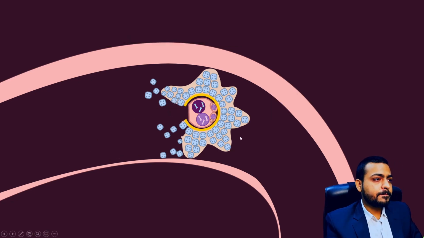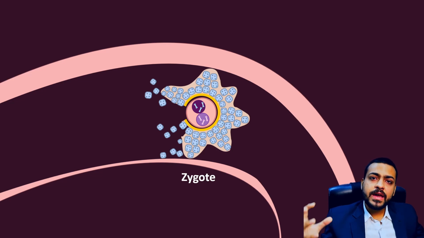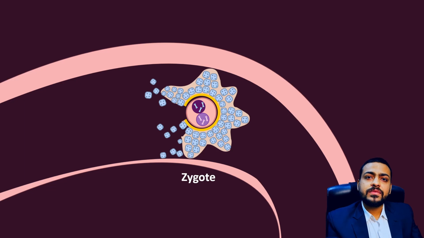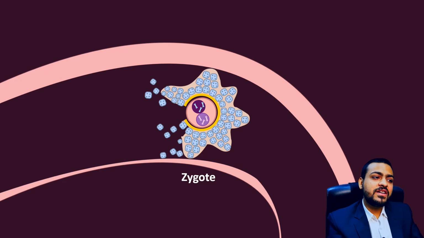Finally, the zygote will form. And what is a zygote? A zygote is a cell formed by fusion of male and female genetic material, formed by fusion of male and female gametes, formed by fusion of sperm and ovum, formed as the result of fertilization. So the end result of fertilization is the formation of the zygote.